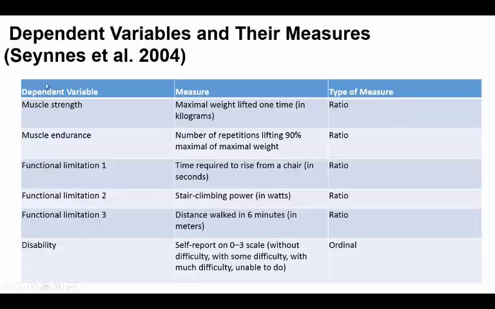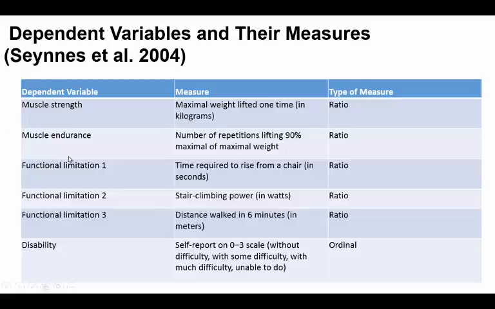How did they measure this variable that's called muscle strength? The measure is maximal weight lifted one time in kilograms. So this is the measure of this variable. How do you classify the type of this measure? It is ratio, because remember, ratio means a continuous variable that can carry any number, that can have fractions.